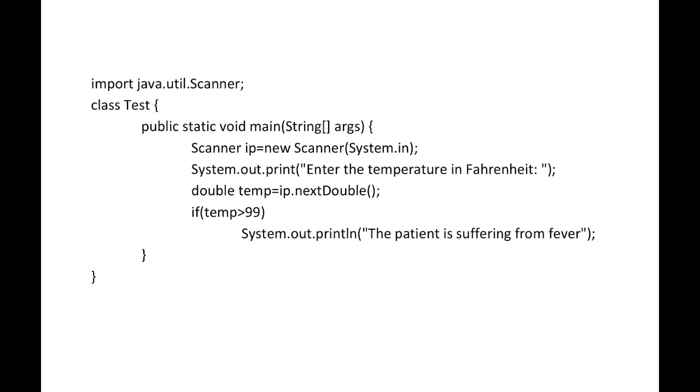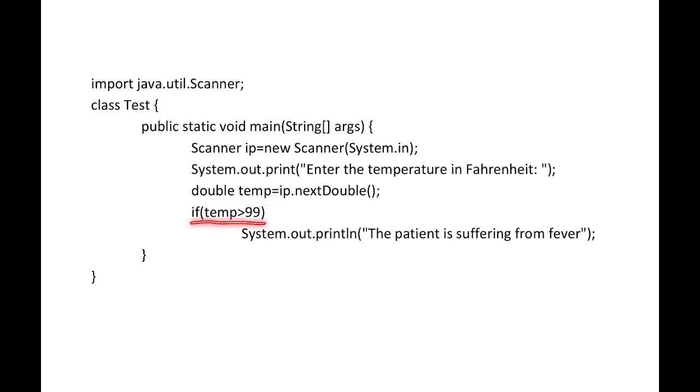So similar to the previous one, we are using import java.util.Scanner to take input from the user using Scanner class, then class Test, then public static void main, then Scanner ip = new Scanner(System.in), then System.out.print "Enter the temperature in Fahrenheit". So it is going to display this: enter the temperature in Fahrenheit. Then the user enters the temperature value and that value is going to be stored in variable temp.